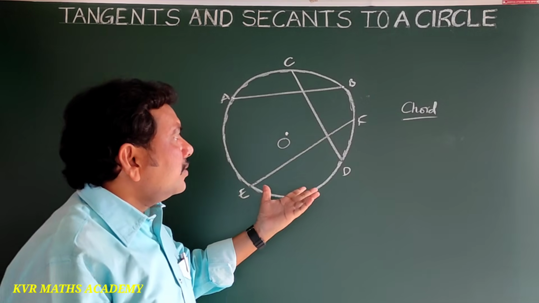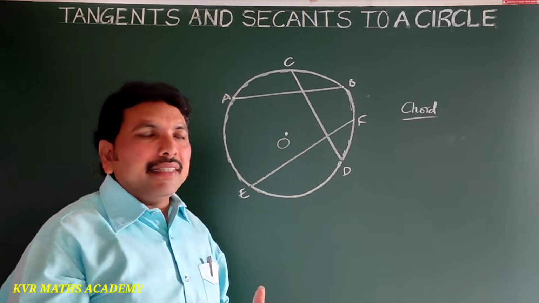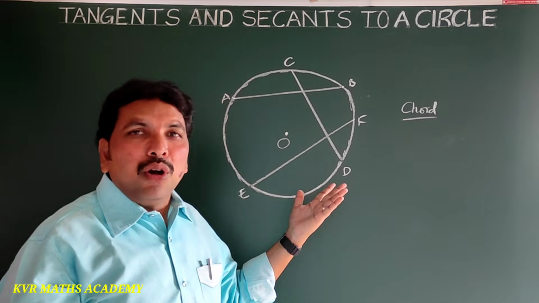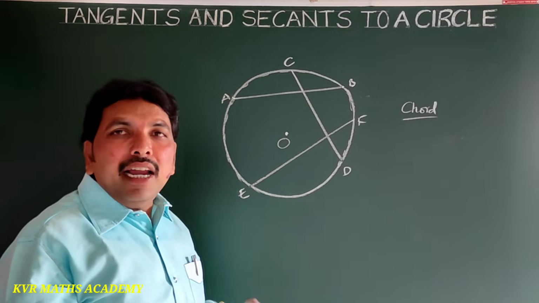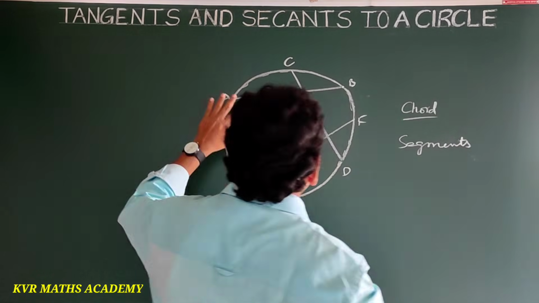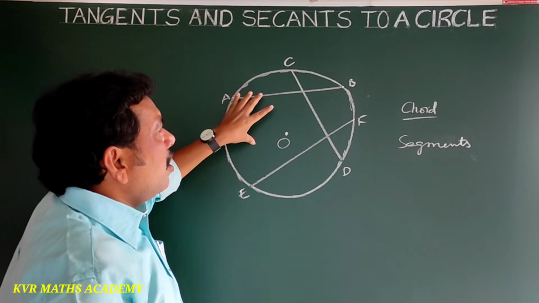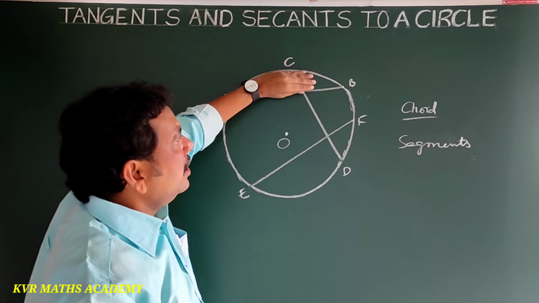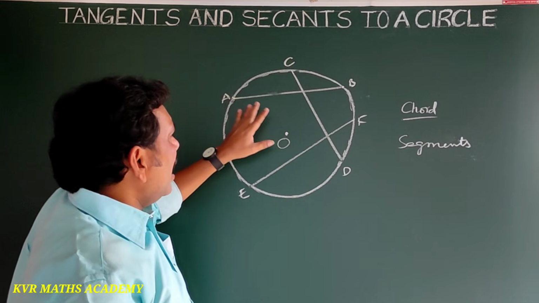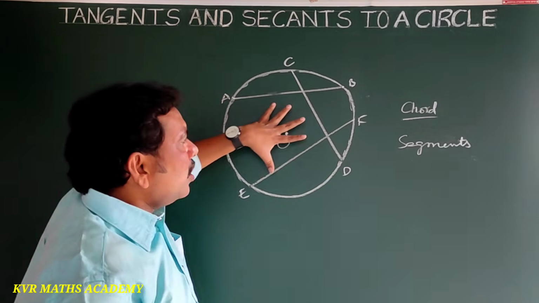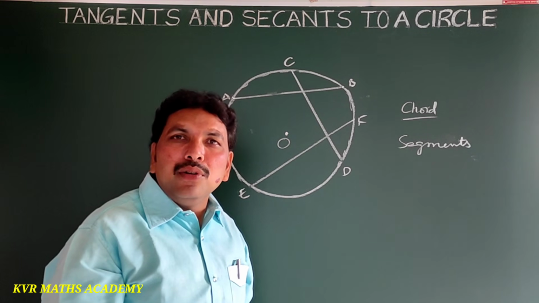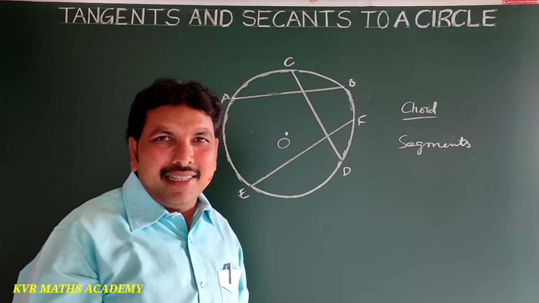Understood? Yes. Next, the chord divides the circle into two segments. Suppose here AB is a chord. So AB, a chord, divides the circle into two segments. Suppose ACB is one segment, and AEB is the other segment. So every chord divides the circle into two parts, and those are called segments.